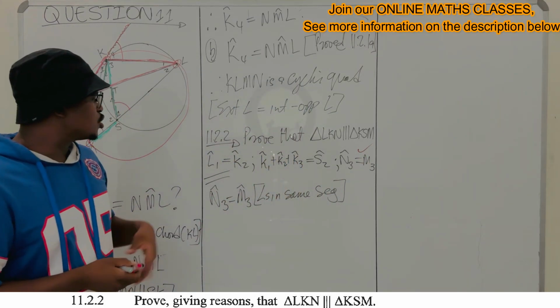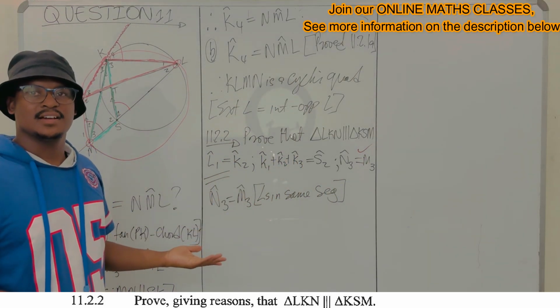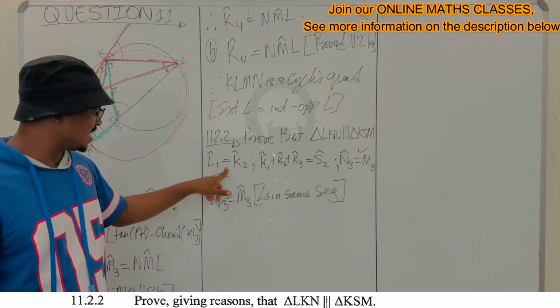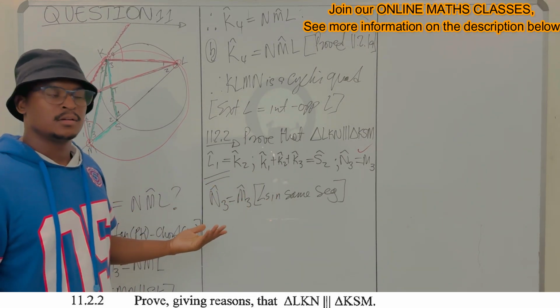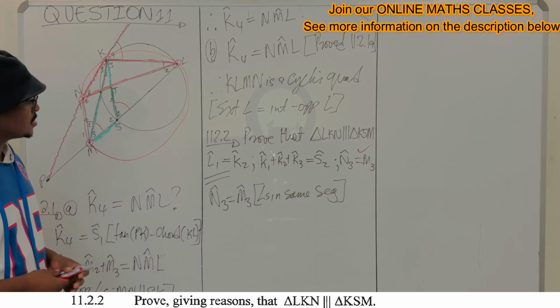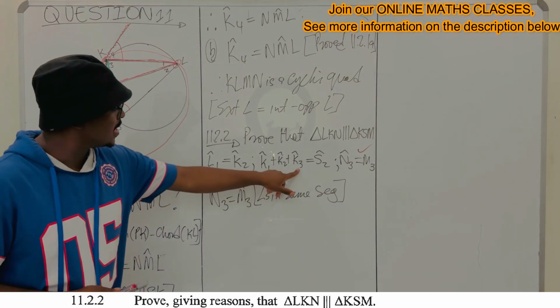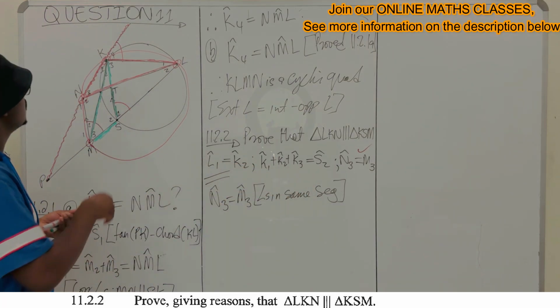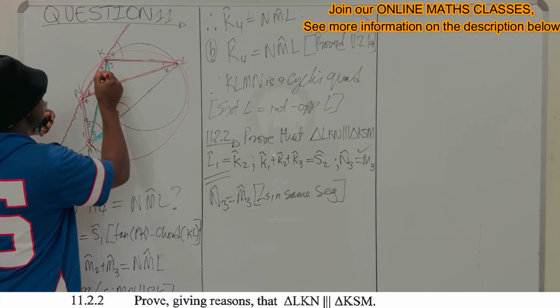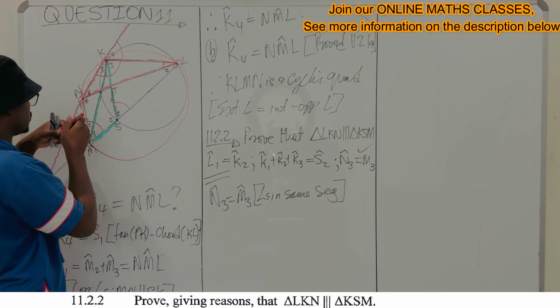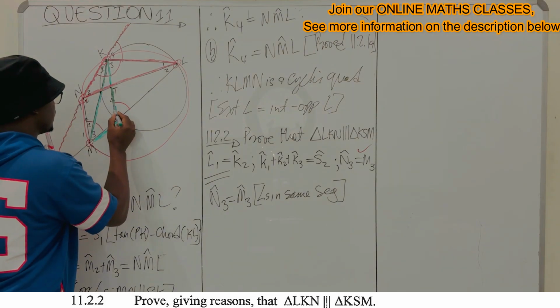So if we can just show this one or this one, we're done here. If you can just show these two angles are equal, we're done. So how can we go about this? K1, K2, and K3 equal to S2. K1, K2, and K3, which is this angle over here, we're saying it's equal to S2, which is this angle over here.